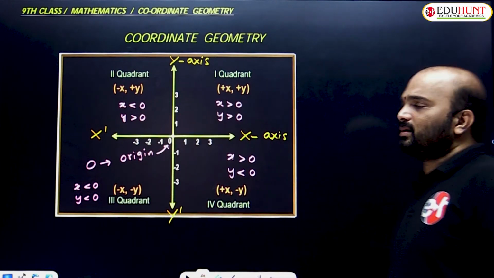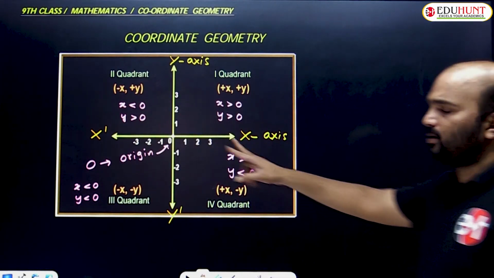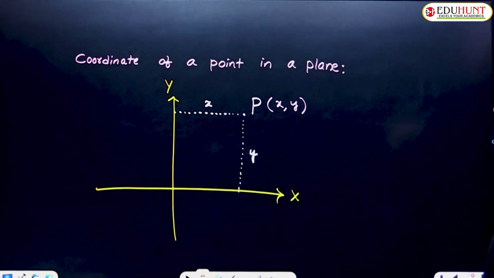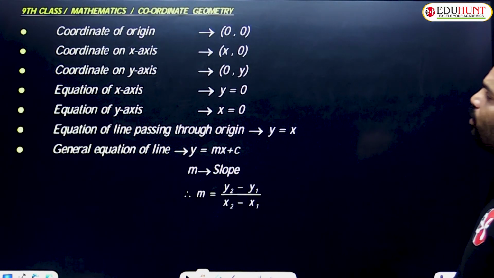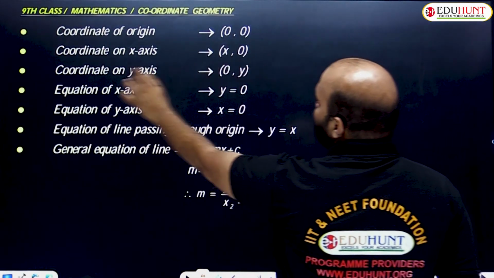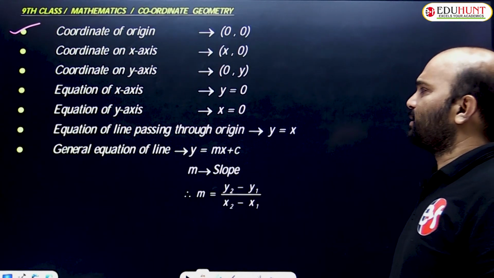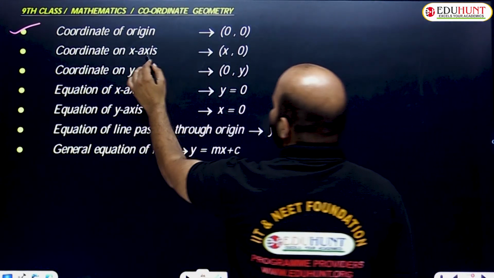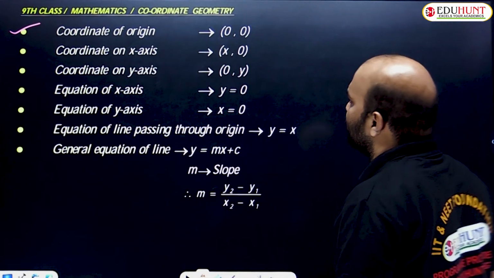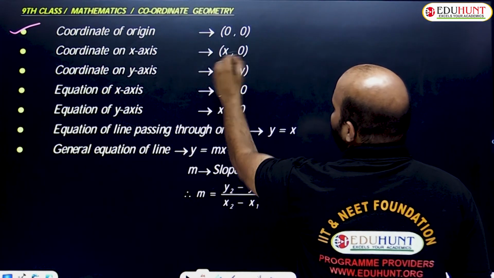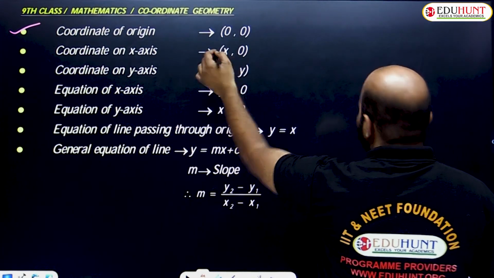The origin is always indicated as O, nothing but 0 value. So the x coordinate and y coordinate are both zeros, that is called the coordinate of origin. Am I clear? Second one, coordinate of x-axis. How to define x-axis coordinates? For a point on the x-axis, the x coordinate is small x, and the y coordinate should be 0.